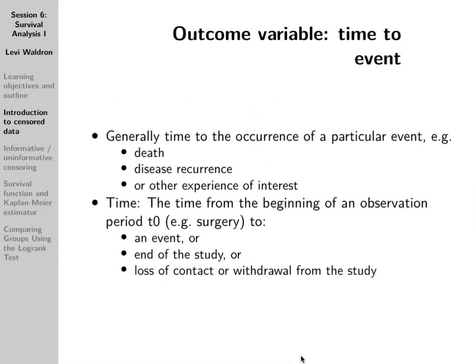So let's start with an introduction to censored data. And perhaps rather than saying censored data, I should say time to event data. This is the more fundamental thing. And what I'm referring to is generally time to the occurrence of a particular event, such as death, disease recurrence, or any other experience of interest. And the key attribute of this type of data is that our outcome variable is time, such as the time from the beginning of an observation period, such as surgery, to an event, or to the end of the study or loss of contact or withdrawal from the study.